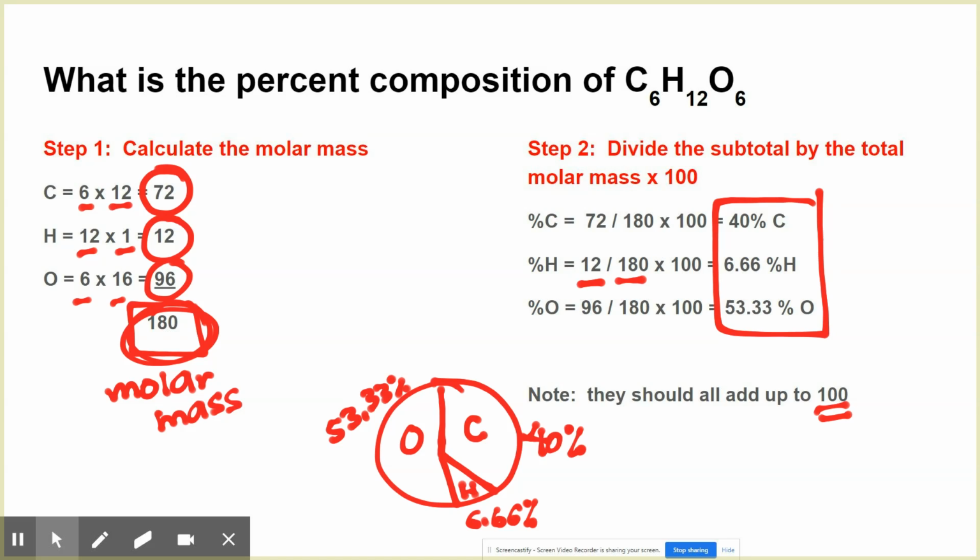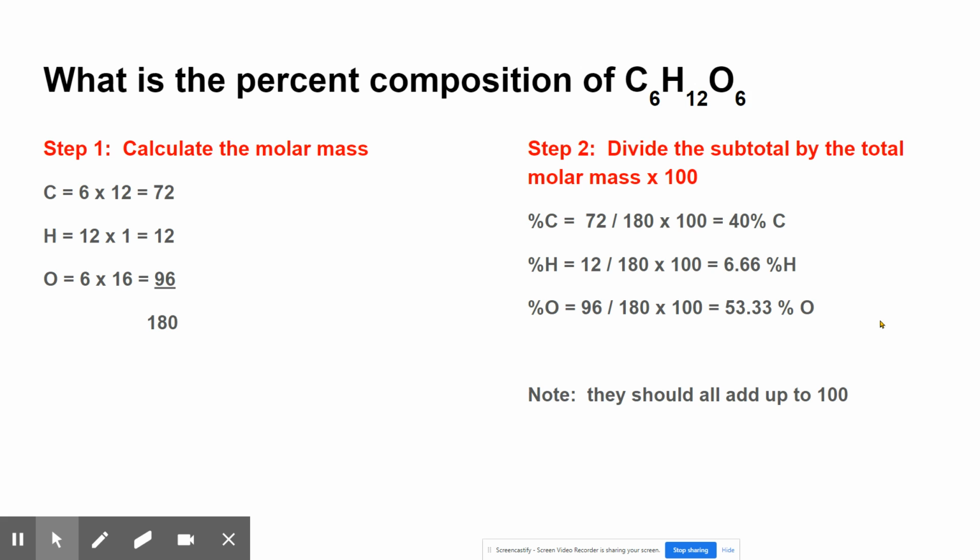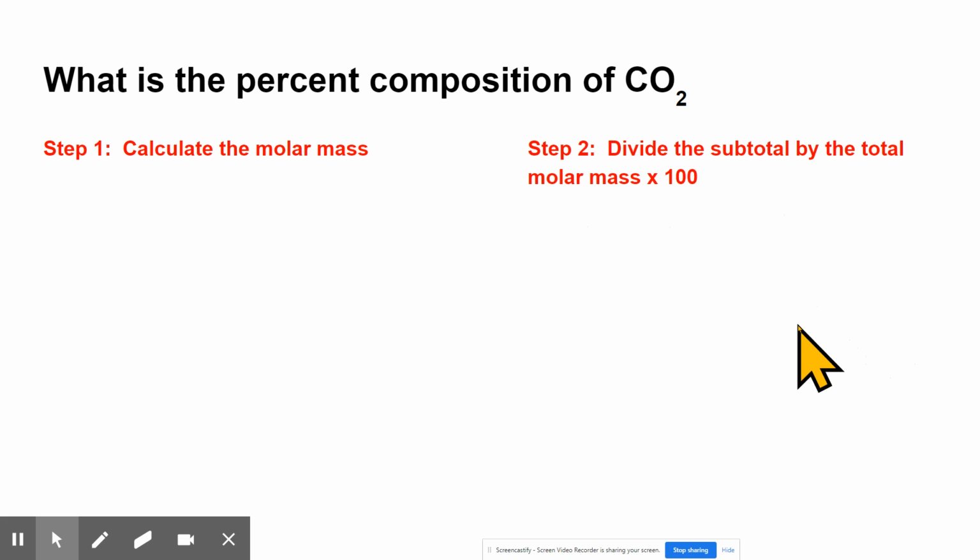All right, so go ahead. Hopefully you looked at this one right here. Let's look at the second example. I want you to pause this video and do this example right here. All right, very good.